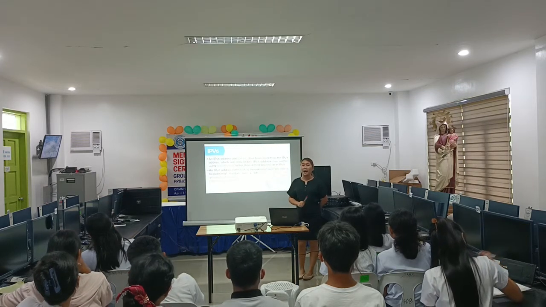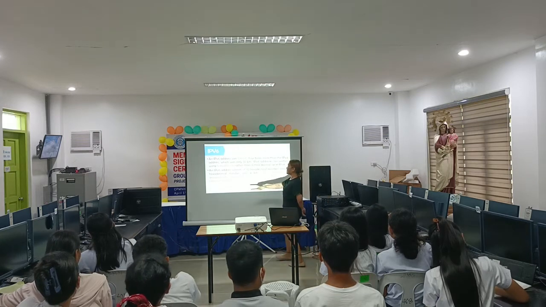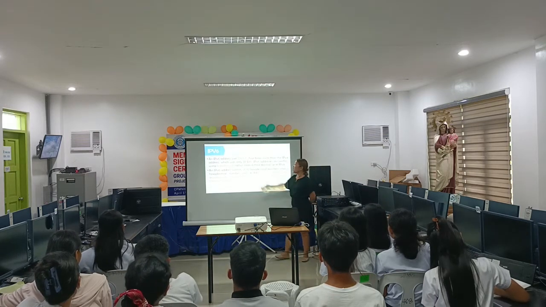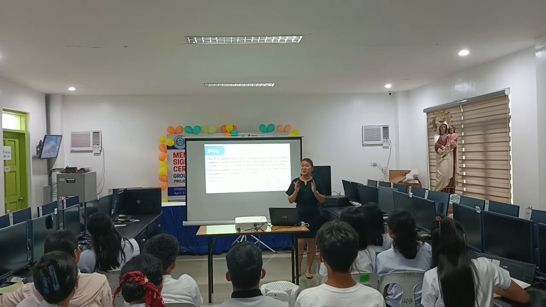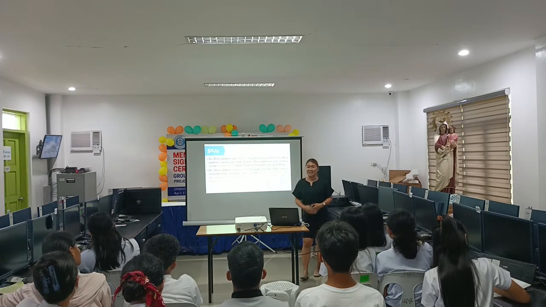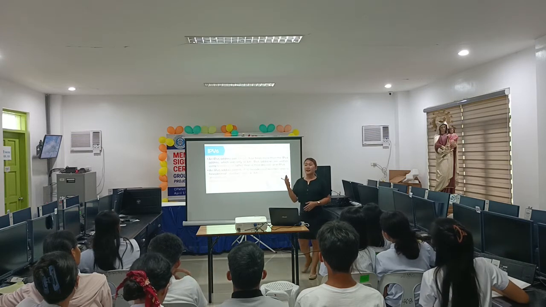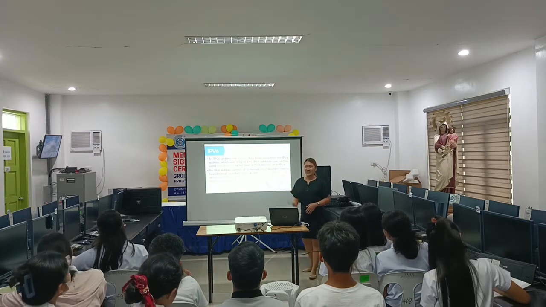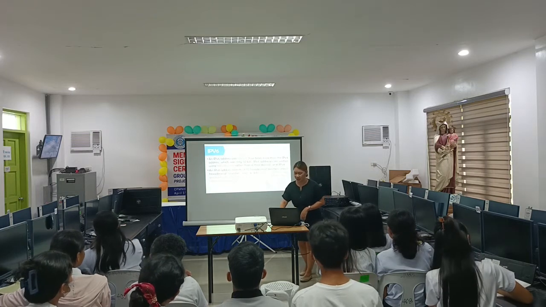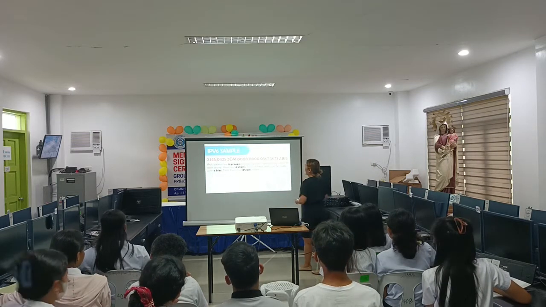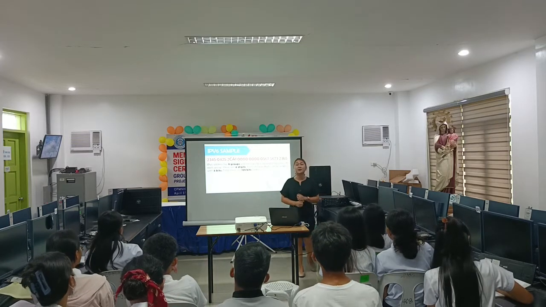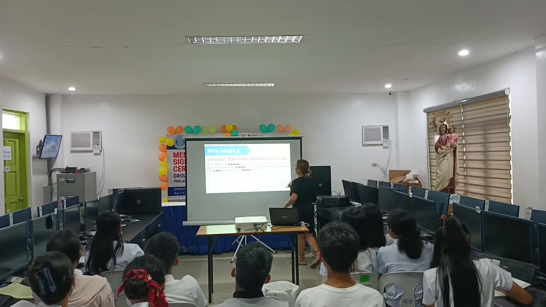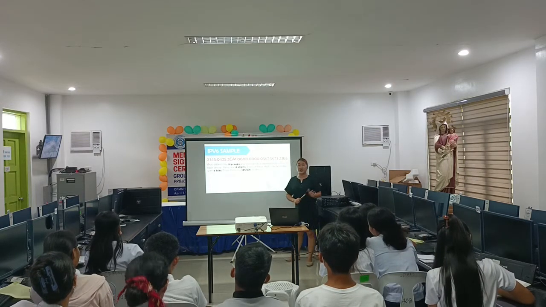So we have 128 bits. And as what I told you, IP version 6 uses hexadecimal numbers. So expect that your IP address has a combination of letters and numbers. Very good. So IP version 6 has 8 groups. On IP version 4, how many groups? 4.